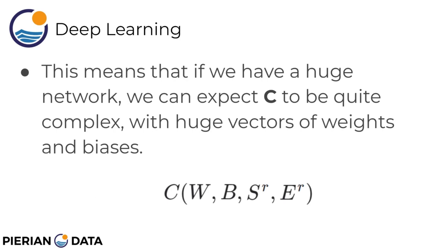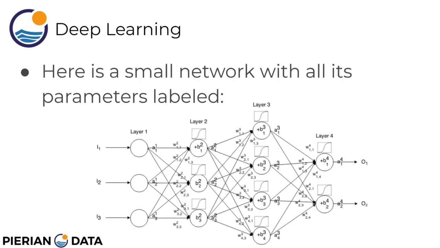Okay, so this means that if we have a huge network, we can expect the actual cost function to be really quite complex, with a huge tensor of weights and another huge tensor of biases. For example, if we were just to take a small network and start labeling every weight and every bias and every output of the activation function, which is A, you can see all the parameters labeled here. It can get really complicated really fast. And this is a really small network. There are only 4 layers here, 2 hidden layers, and those hidden layers aren't even that big. But if we start notating everything, it can become quite complex. You already have quite large matrices of weights and biases.